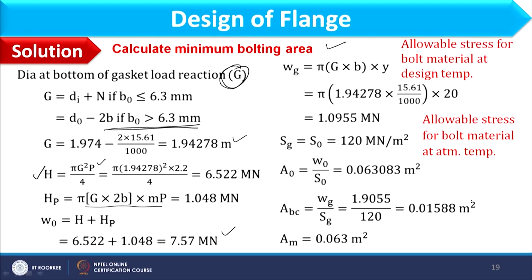Okay. Now the point you have to focus on is this point. In this particular case, I am taking SG and SO constant, equal to 120 mega Newton per meter square. Now why is it so? Because if you remember the design procedure, there we have discussed that SO is the allowable stress of bolt material at operating condition or at design temperature, and SG is the allowable stress of bolt material at atmospheric temperature. And here in this problem, allowable stress of bolt material is given as 120. So why am I taking these two values equal?